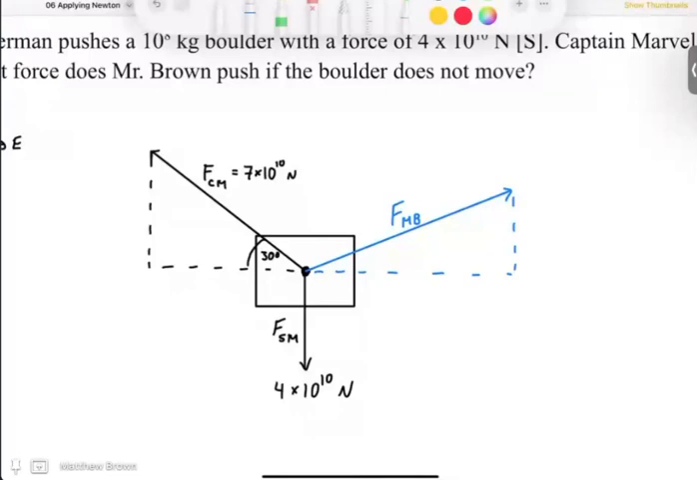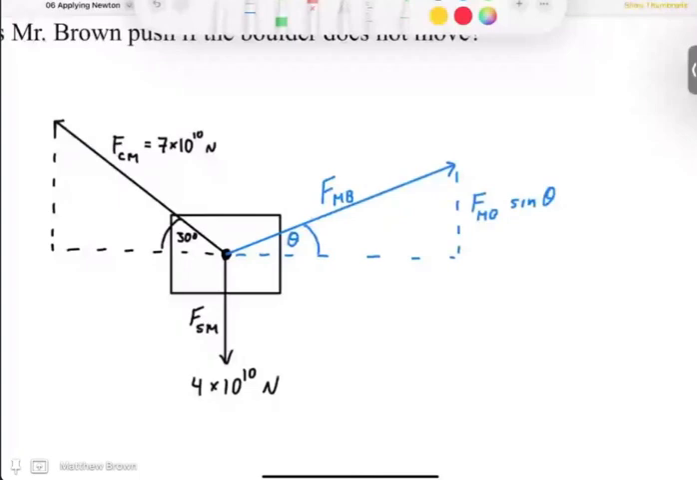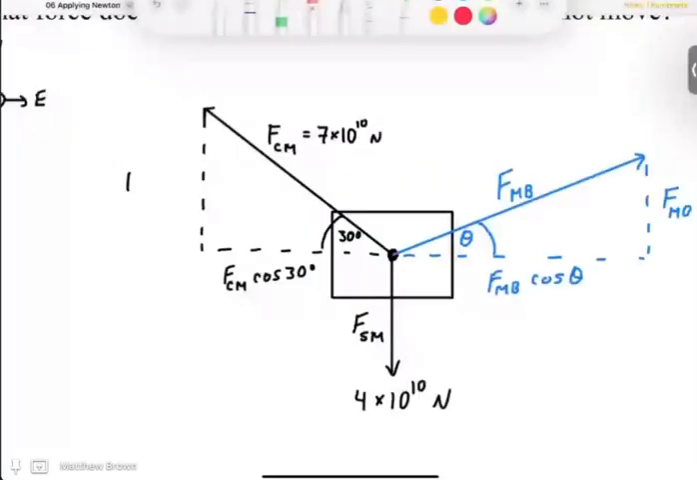And we can break these into components. I don't know what the angle will be here, so I'll just leave that as a theta. And whatever that is, the opposite side will be FMB sine theta. Perhaps we're getting a little used to this now. And the horizontal component will be FMB cos theta. And don't be afraid to take an extra second to figure those out if you're still working on that. For Captain Marvel, it's going to be similar. The x component here will be F of Captain Marvel cos 30 degrees, and the y component will be F of Captain Marvel sine 30 degrees.